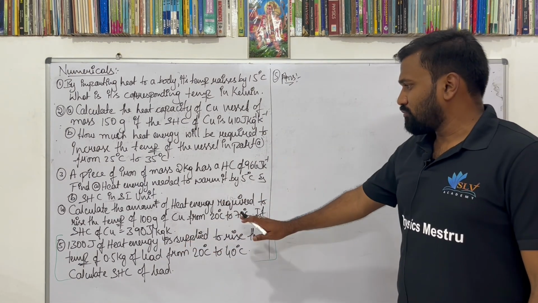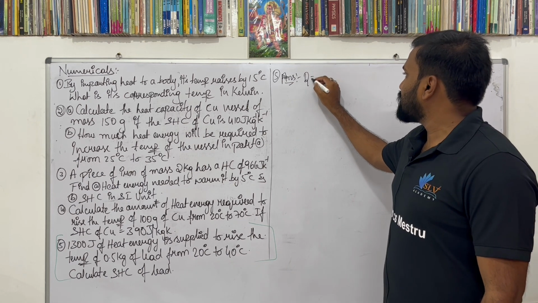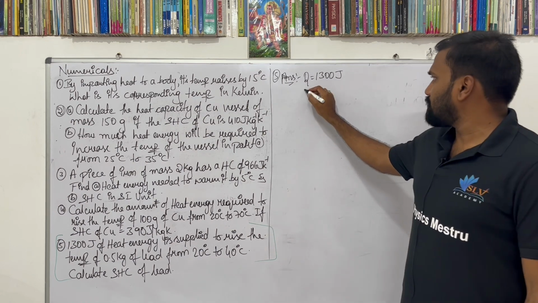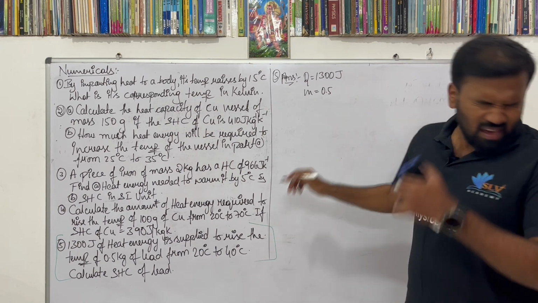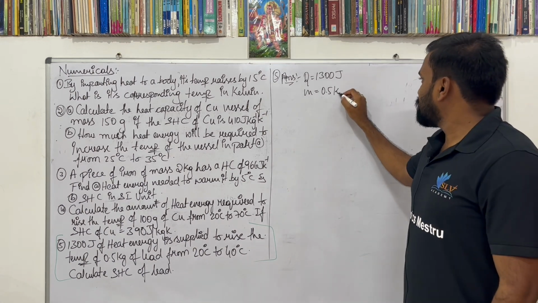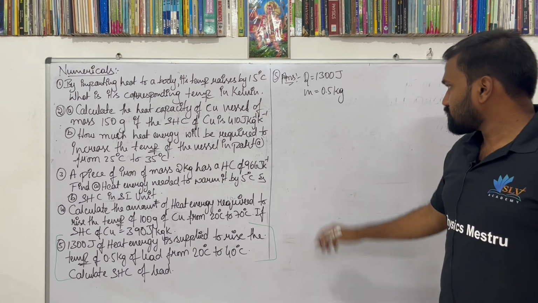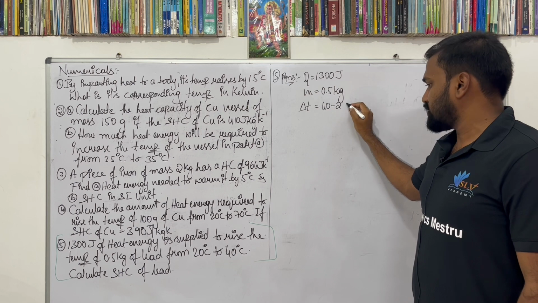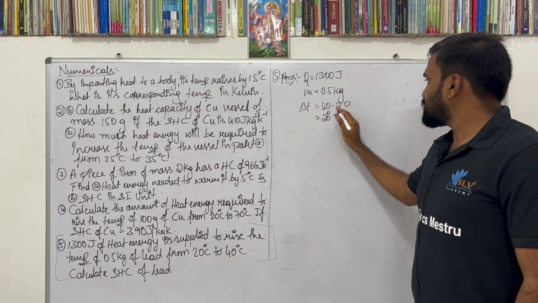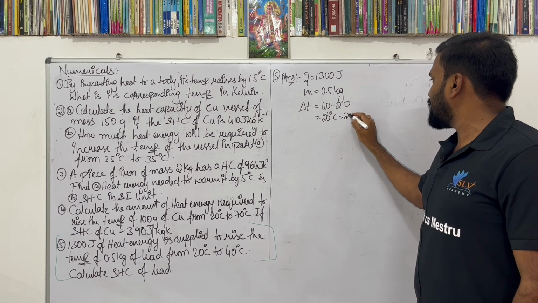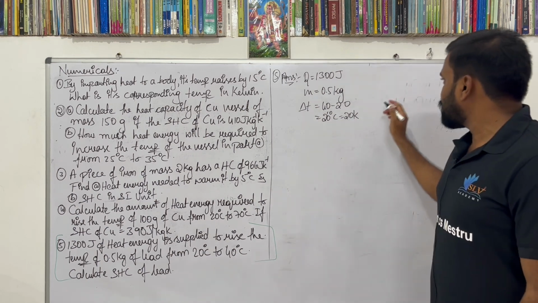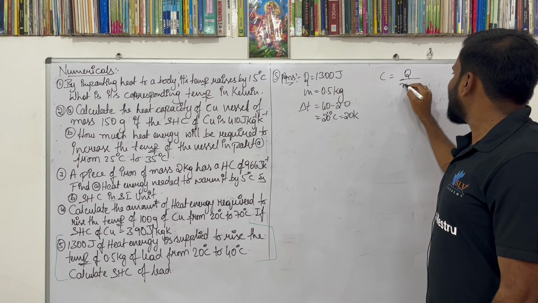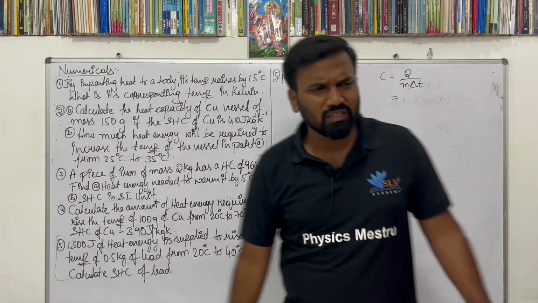So the basic 2 marks question, they have given the heat energy, that is 1300 joules, supplied to raise the temperature. Mass is equal to 0.5 kg, and the change in temperature delta T is equal to 40 minus 20, which is nothing but 20 degree Celsius, or 20 Kelvin. We need to find out specific heat capacity. Specific heat capacity is C is equal to Q divided by M into delta T.